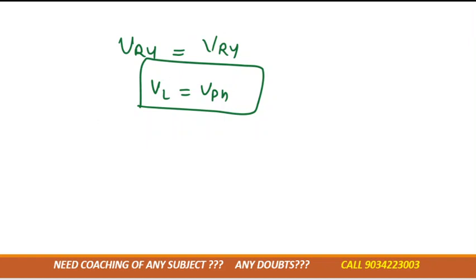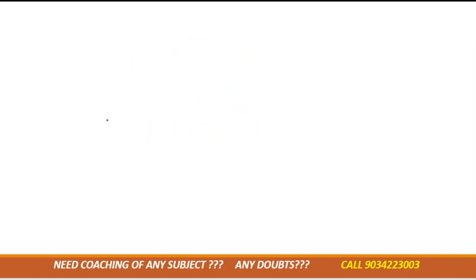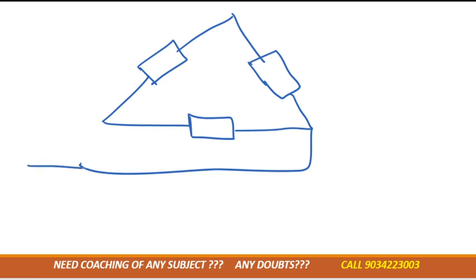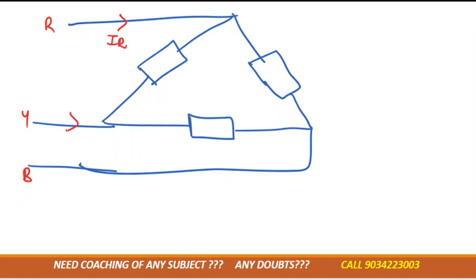Now if we want to see the current, again I'm drawing a separate diagram. Again we need to draw the line current and the phase current. Line current is across the plain wire, and phase current is across the wire where the impedance is. So this is R, this is Y, this is B. Here is the current IR, here is the current IY, and here is the current IB.